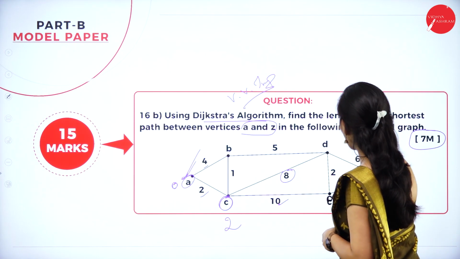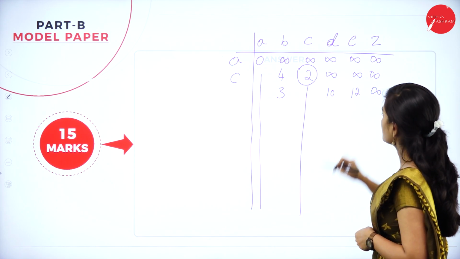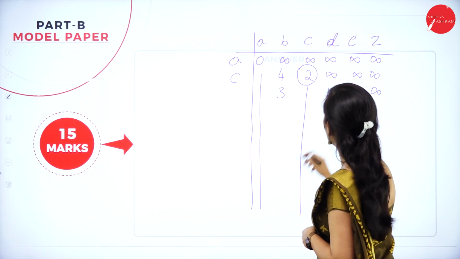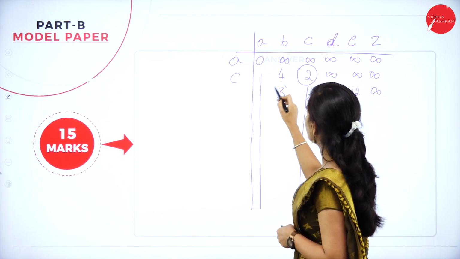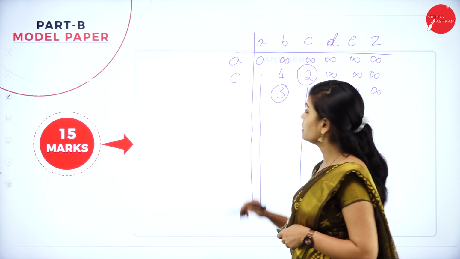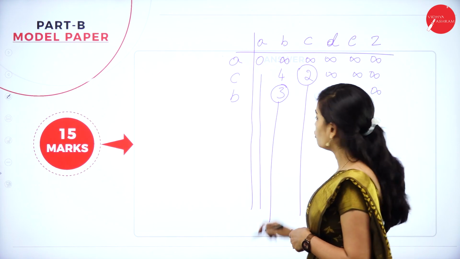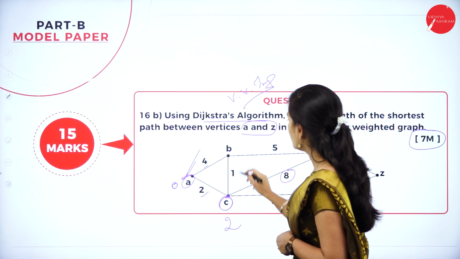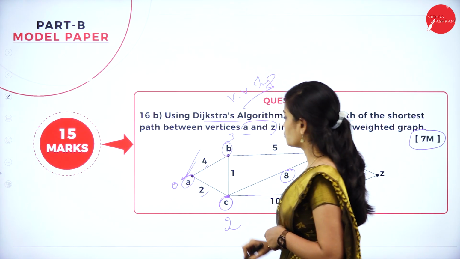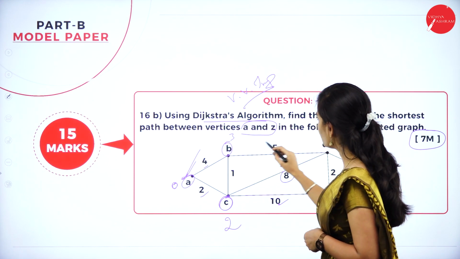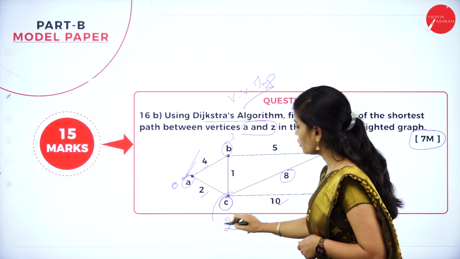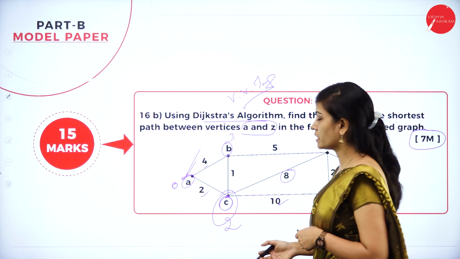And C is not connected to Z as it is. I'll write the path value. So among these three values, the least value is 3. Is it right? So I'll take the next path, path B. Now the path B value is 3. So B is connected to C also. C is already visited, so I'll not visit it again.